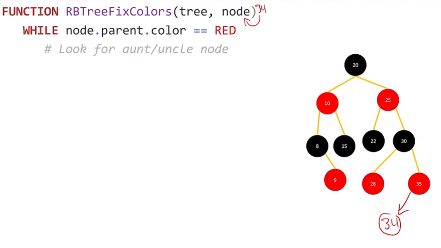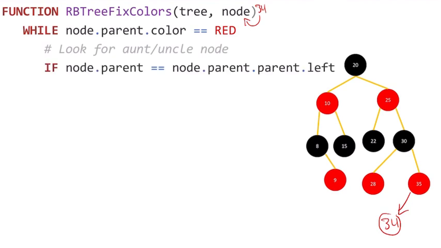But in this case, we have to key off of the aunt node. So the aunt node, again, you have to go to the parent, and then you have to go to the parent's parent, and then you go to the left.